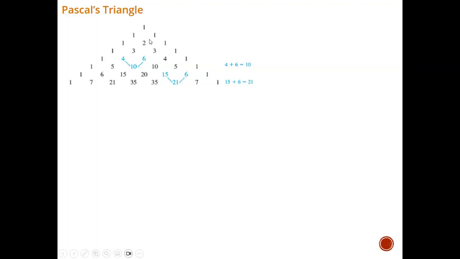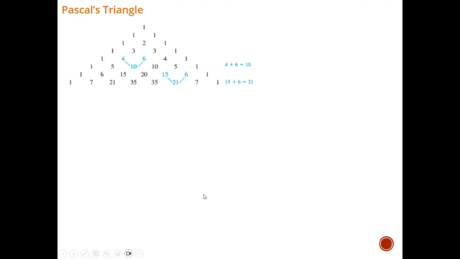So 1 and 1 is 2. 1 and 2 right here is 3. And you can see some of these pointed out. 4 and 6 is 10. Right here, 4 and 1 is 5. Right here 15, and 6 is 21. So again, we know we have ones all along the outside. We start with a 1 and a 1 and a 1. You're just adding the two numbers on top to get that number on the bottom.